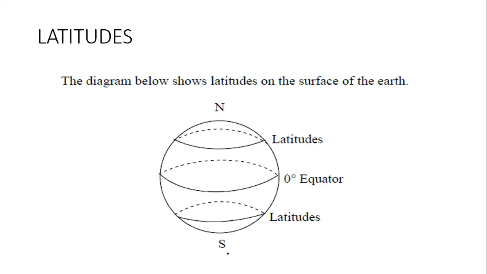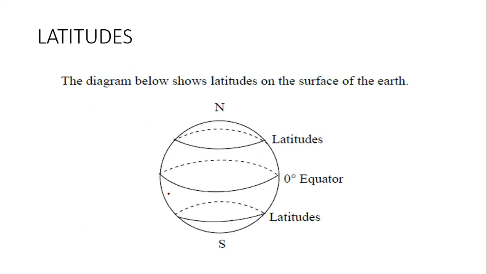One of them is the latitudes. Latitudes are imaginary lines that are drawn on the Earth's surface, and they run from east to west like this. Here, as you can see, this is a solid line that has been drawn. Then behind is another dotted line. This simply shows that this is the front and this is at the back. So this is the same latitude.